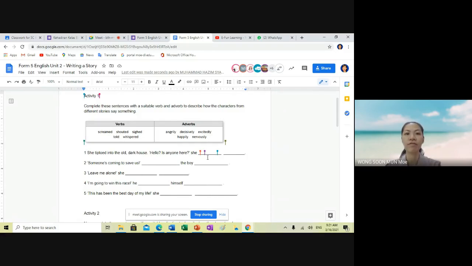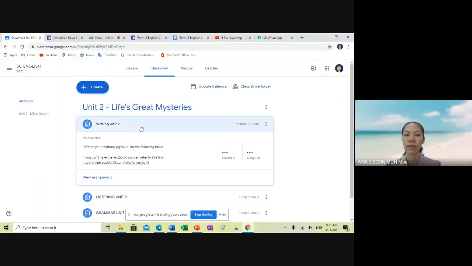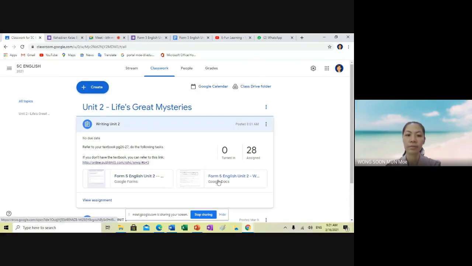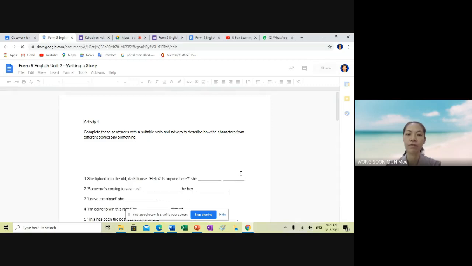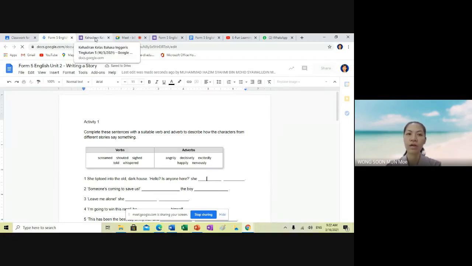For 5C, 5I, and 5L, I think you can straight away log into Google Classroom. Your assignment is here, this one, Google Docs. You can straight away do it here, because I've made a copy for each of you. For the other students, maybe you can just write on a piece of paper, because later you're going to snap a picture and WhatsApp it to Madam Aziza.